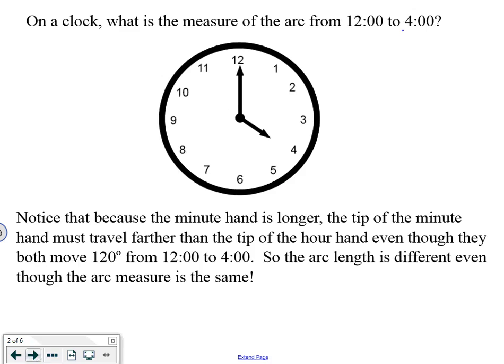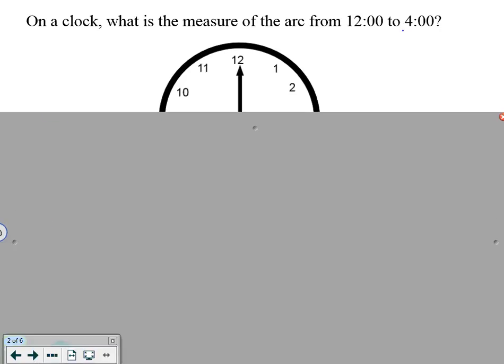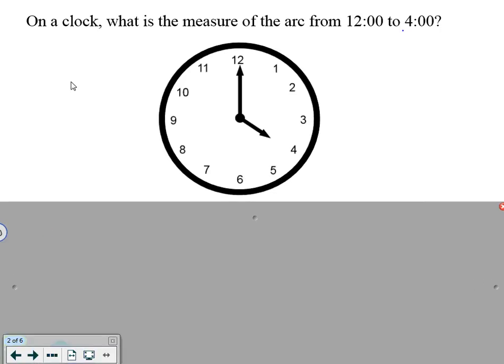So we're going to take a look at this clock. And it asks us on the clock, what is the measure of the arc from 12 o'clock to 4 o'clock? On the clock, we know the whole clock is a full circle, 360 degrees. Well, it's divided up into 12 pieces. 360 divided by 12 is 30. All right? So we have 30 degrees, 30, 30, 30. That's 120 degrees of arc measure.